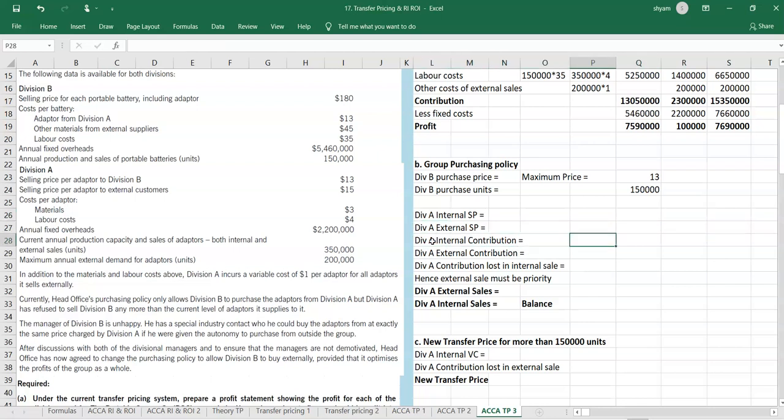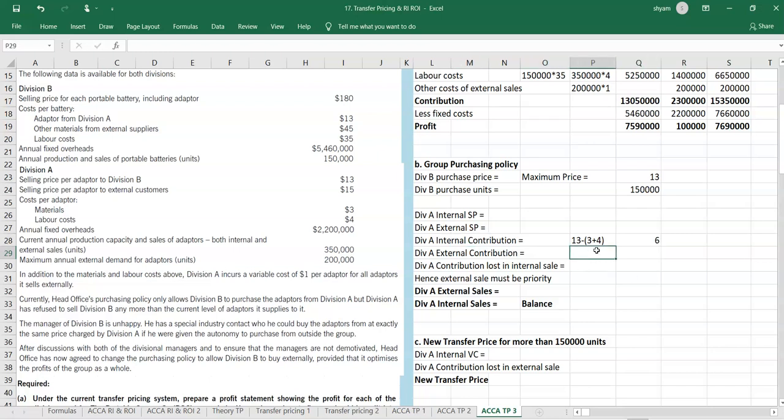What is division A's internal contribution? They are selling this unit at 13. And what is the cost they are incurring? Their cost is 3 plus 4 alone. That alone they are incurring. So let's see the answer: 6. Internally, if they sell, they get 6.